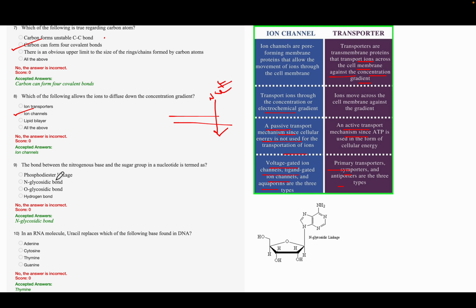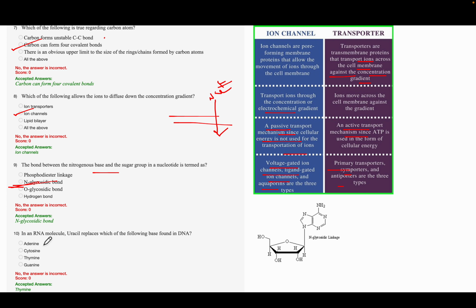Now the next question is that the bond between the nitrogen base and the sugar group in nucleotide is termed as, we know, N-glycosidic bond. So why is it N-glycosidic bond? Because this is the sugar, and this is the base. From the base, the nitrogen is forming a bond with the carbon of the sugar. Here one H was there and one H here, so it forms H2 and it exits. So a bond forms between this base and sugar, and it forms an N-glycosidic bond.